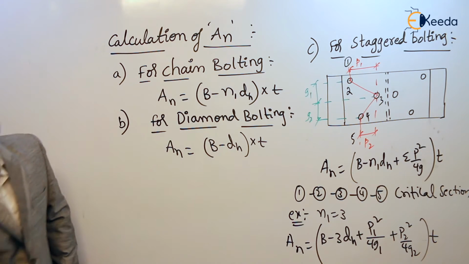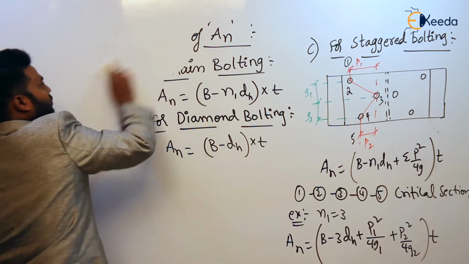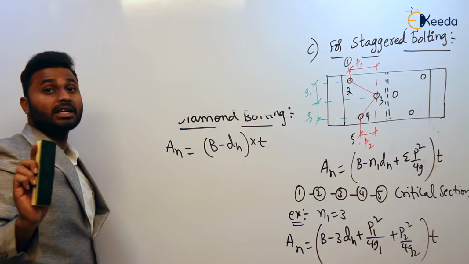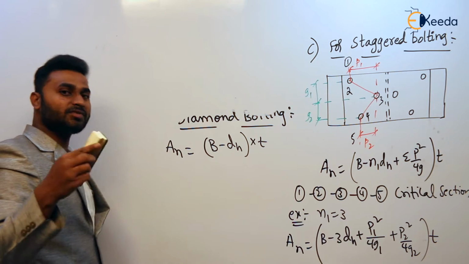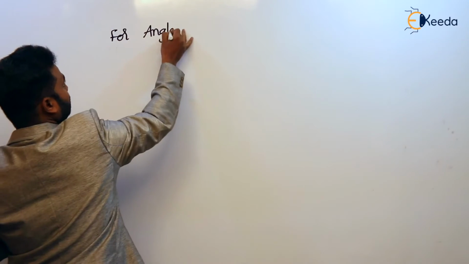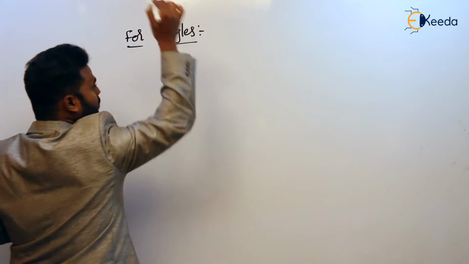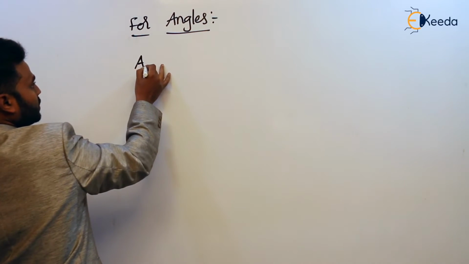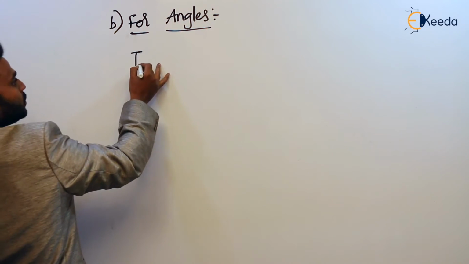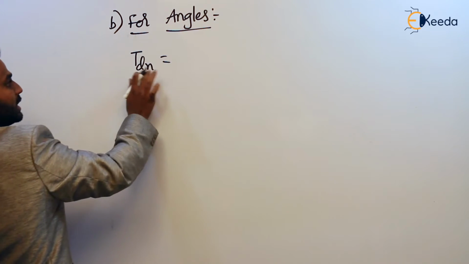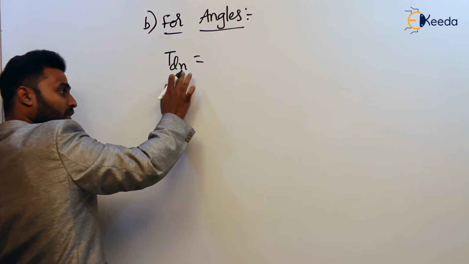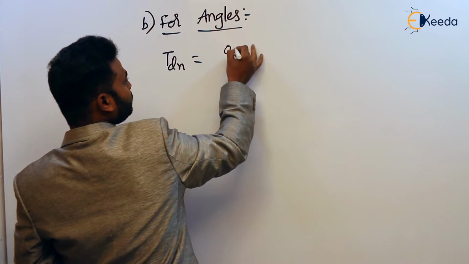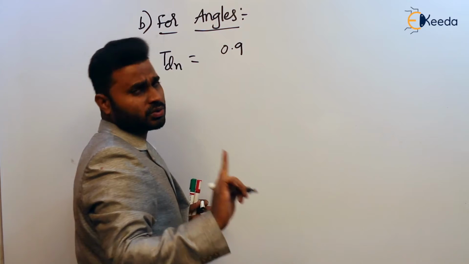Next, let's go for the angles. Now we are going to calculate the design tensile strength in net section rupture for angles. So far what we have discussed is for plates. First I will give the formula, and later I will show you the diagram. Design tensile strength for angle in net section rupture, Tdn, is the permissible stress into area.